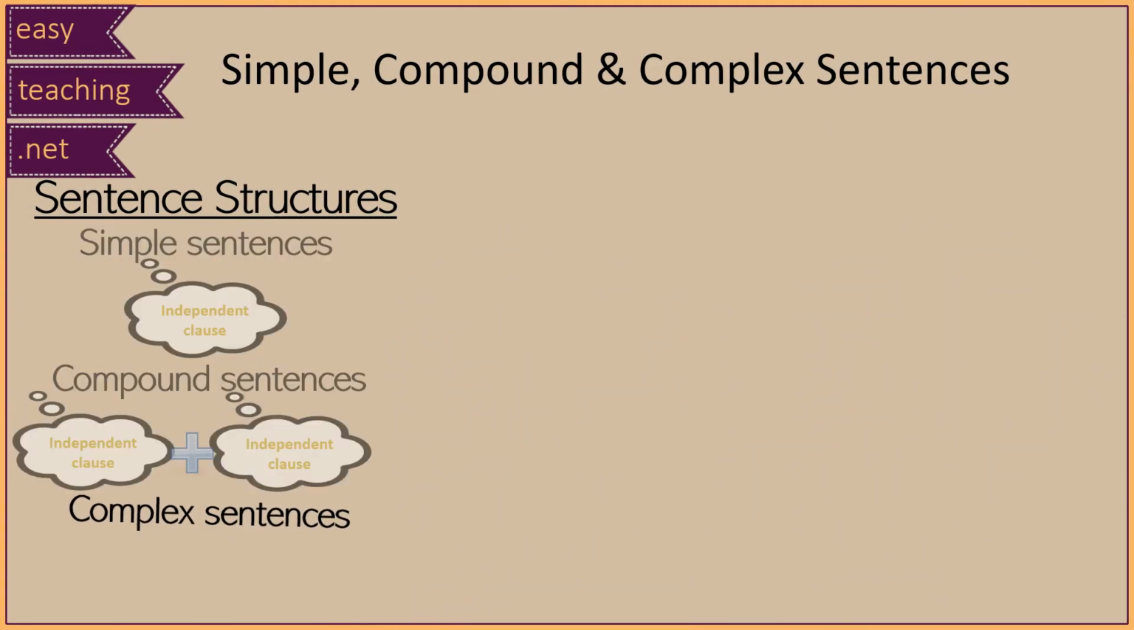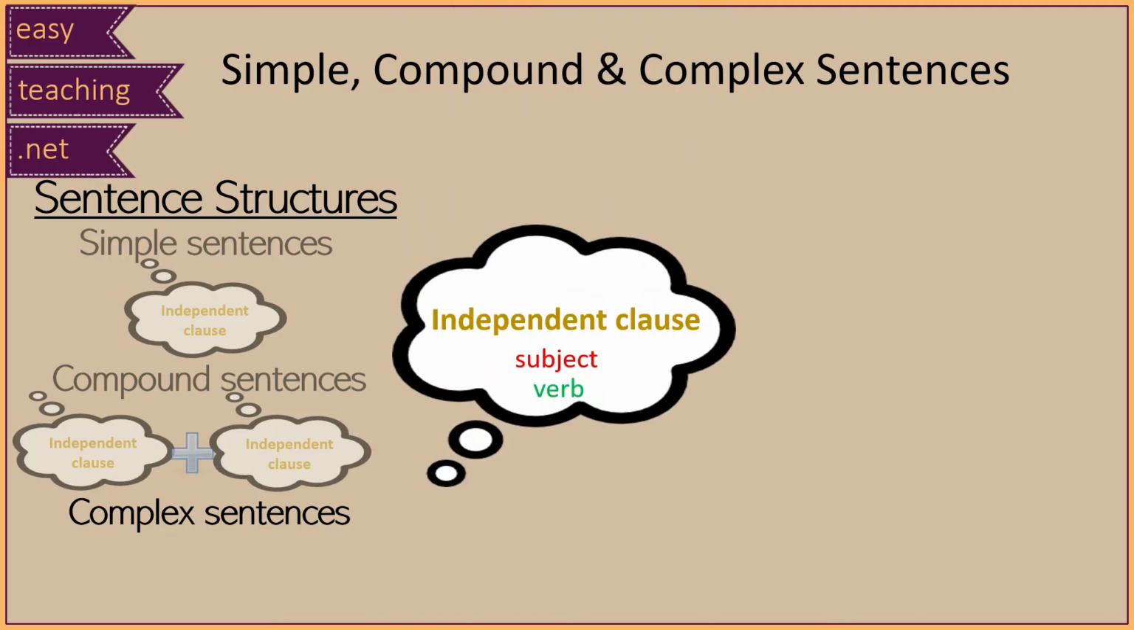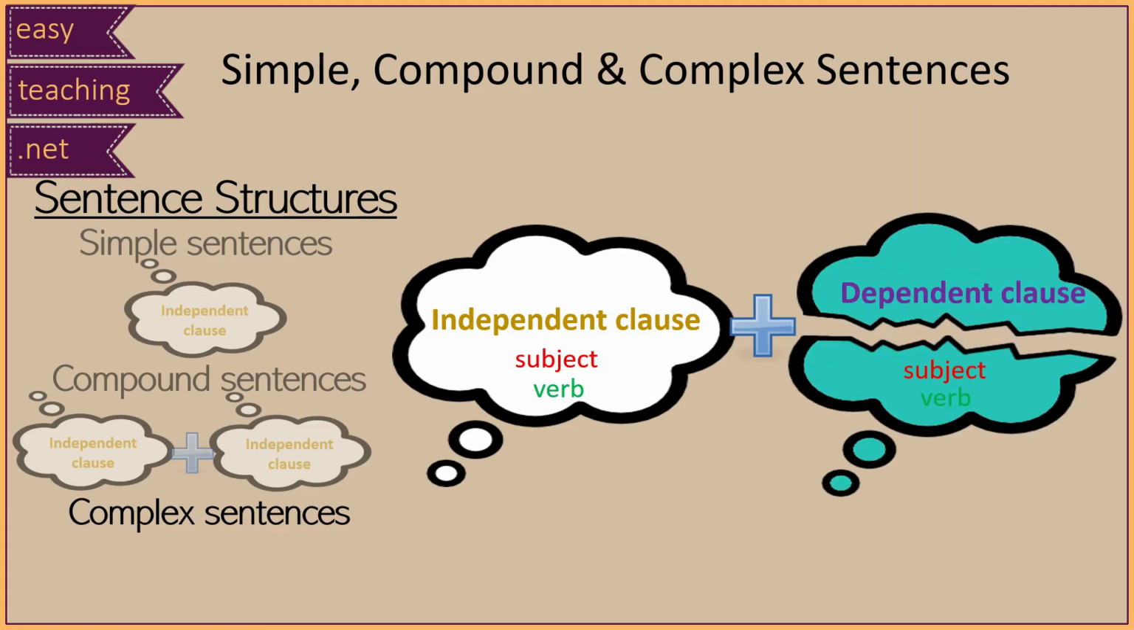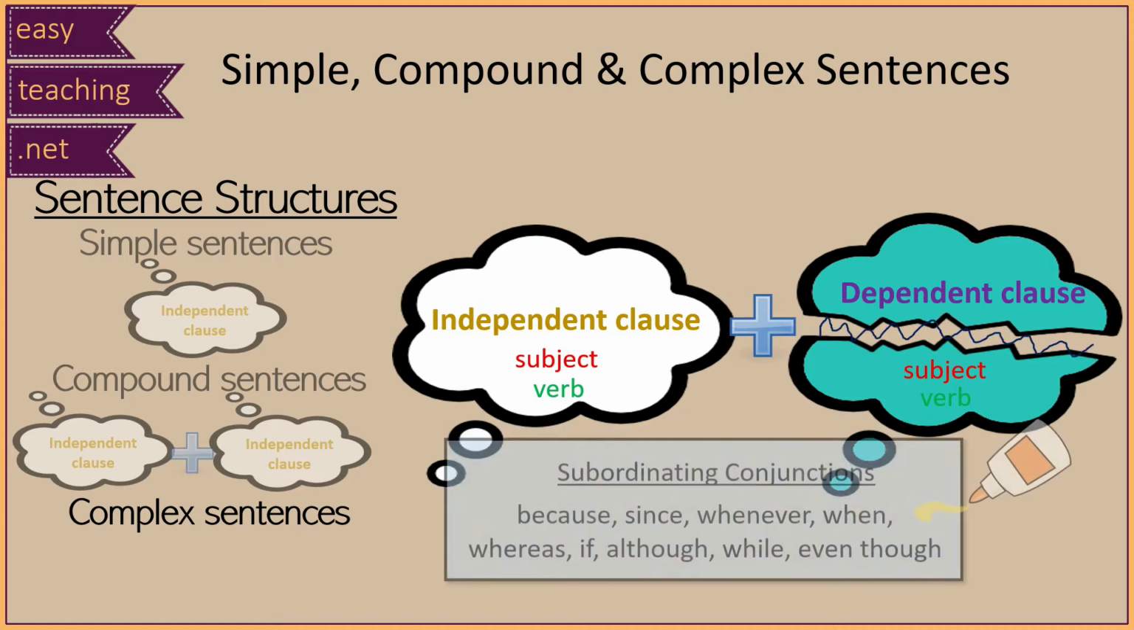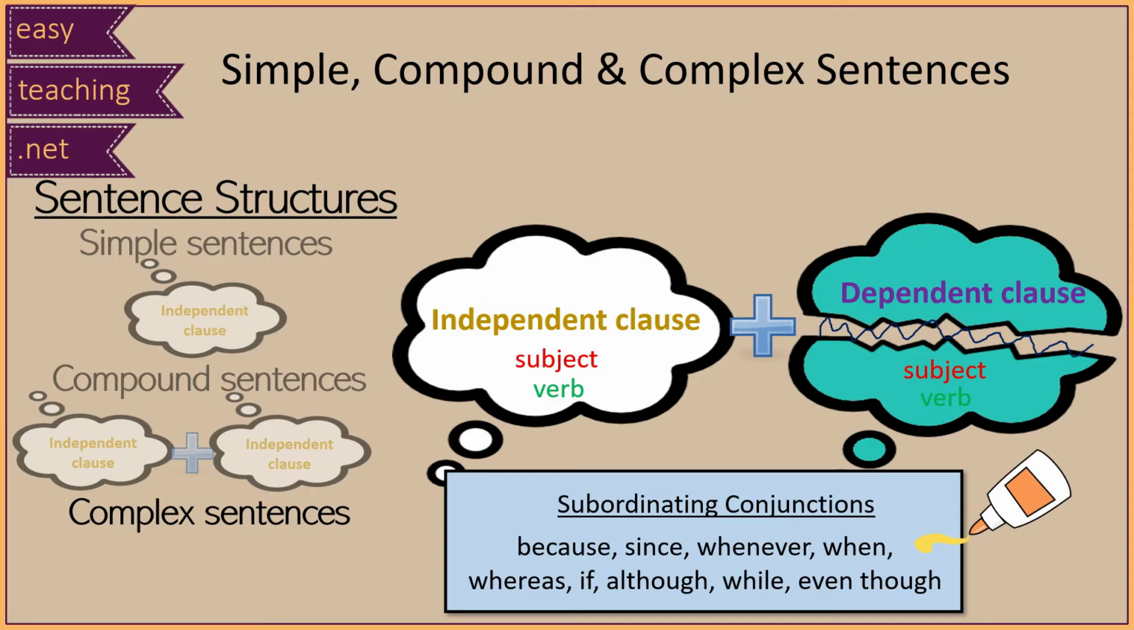Now to complex sentences. A complex sentence is a combination of an independent clause and a dependent clause. Unlike an independent clause, a dependent clause is not a completed thought. Subordinating conjunctions are used to join these clauses together. Common subordinating conjunctions include because, since, whenever, when, whereas, if, although, while, and even though.